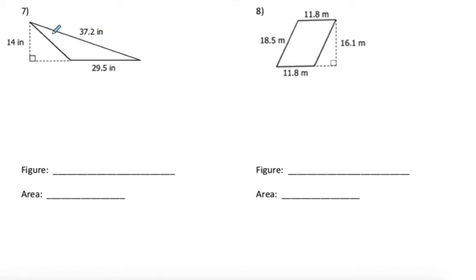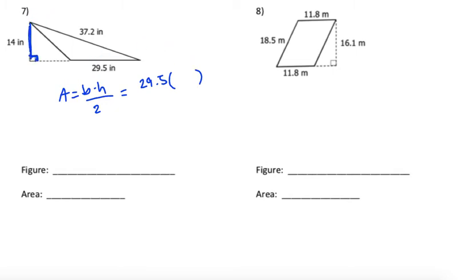Number 7, we have a triangle here. And notice again, these are not part of the figure. These are dashed lines that are saying, okay, this helps us know the measurement out here, but it's not part of our figure. For a triangle, we do base times height divided by 2. So in this case, we have a base of 29.5 times a height. That's why they gave us this 14, because we need that perpendicular to the base height.